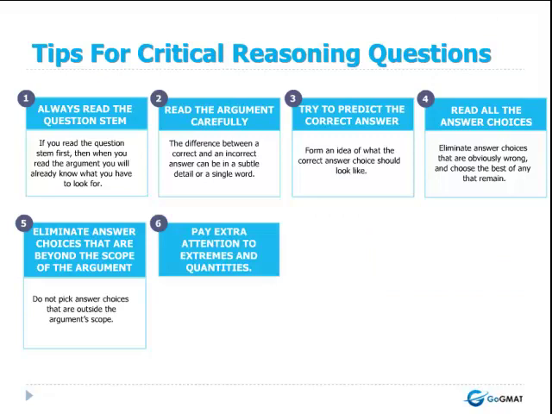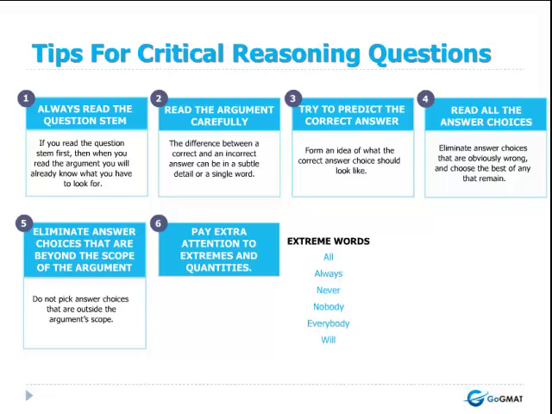6. Pay extra attention to extremes and quantities. If the evidence is about some people, you cannot draw conclusions about all people. If the conclusion is about something that will happen, then evidence or an assumption that this or that may or is likely to happen is not sufficient proof. Extreme words include all, always, never, nobody, everybody, and will.